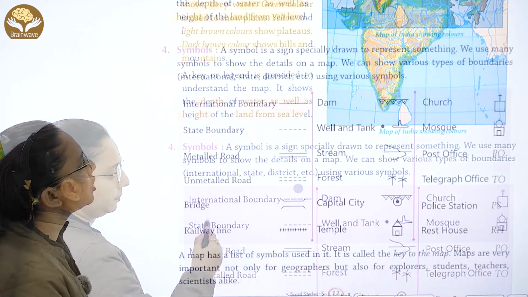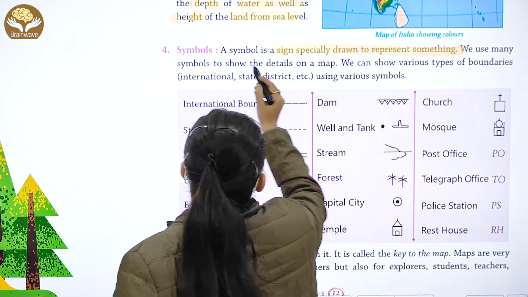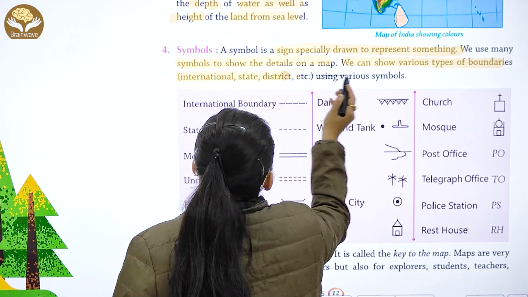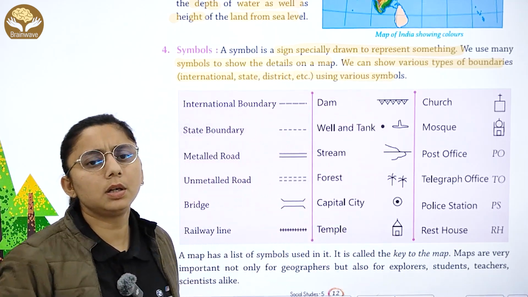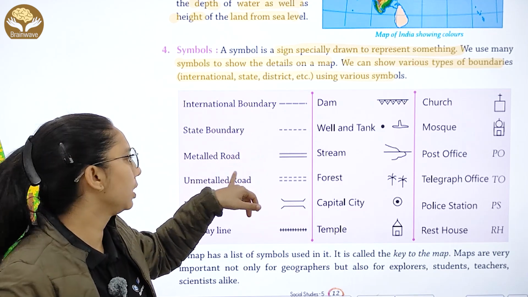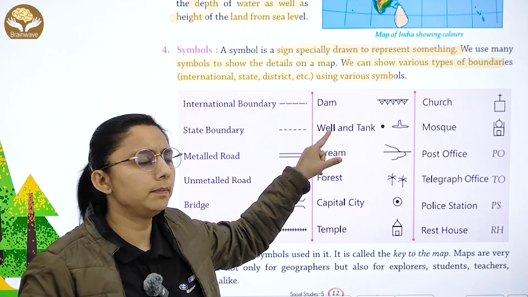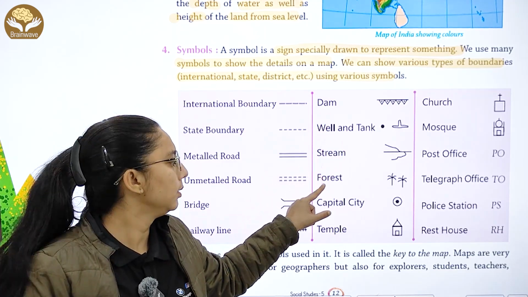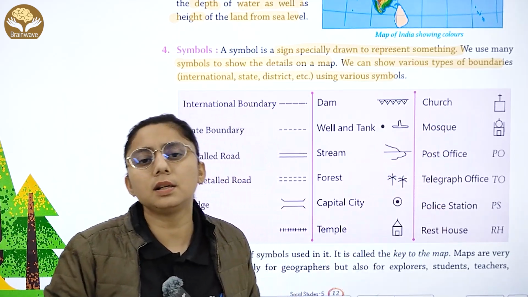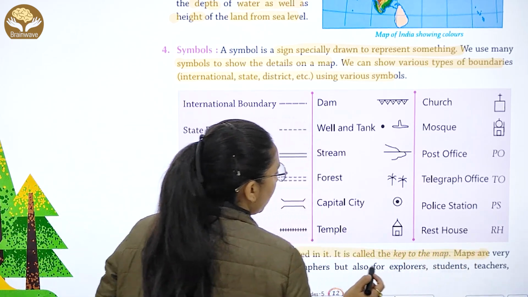Now we have symbols. Let's talk about symbols. What are symbols? A symbol is a sign specially drawn to represent something. We use many symbols to show details. We can show various types of boundaries, international, state, district using the symbols. These are the different symbols. This is of international boundary, state boundary, metalled road, unmetalled road, bridge, railway line. This is dam, well and tank, stream, forest, capital city, temple. This is a church, mosque. These are the different symbols that we use. So a list of symbols used in a map is called the key of the map.